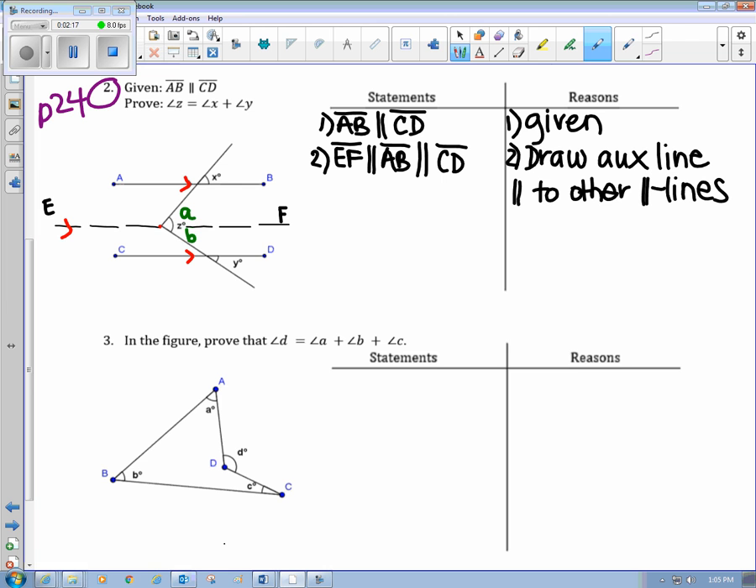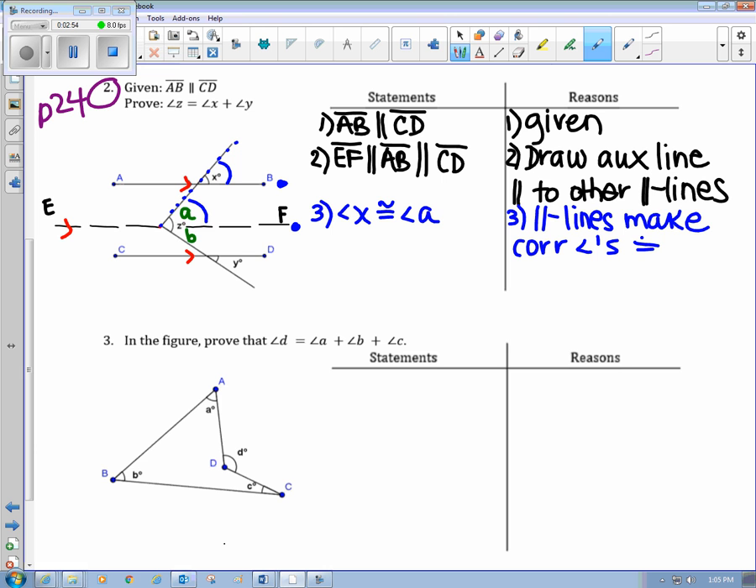But when I have parallel lines, one of the things that I do notice is if I'm looking at my top and middle parallel lines, that this transversal that goes along the top here does identify angle X and angle A as corresponding angles. So because they're formed by those parallel lines, I can say that angle X is congruent to angle A, because parallel lines make corresponding angles congruent.